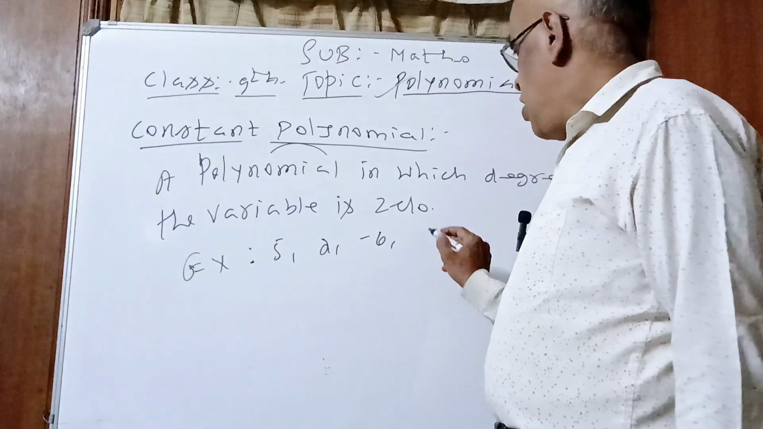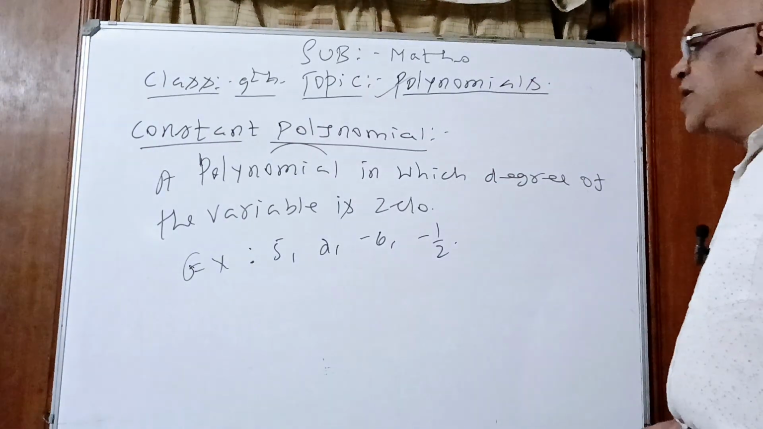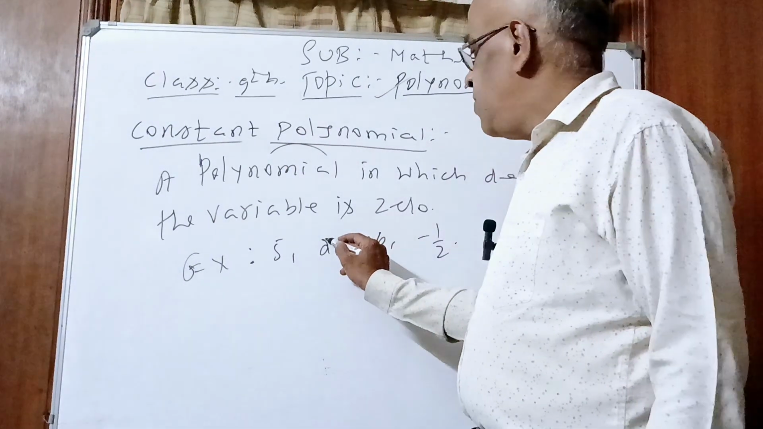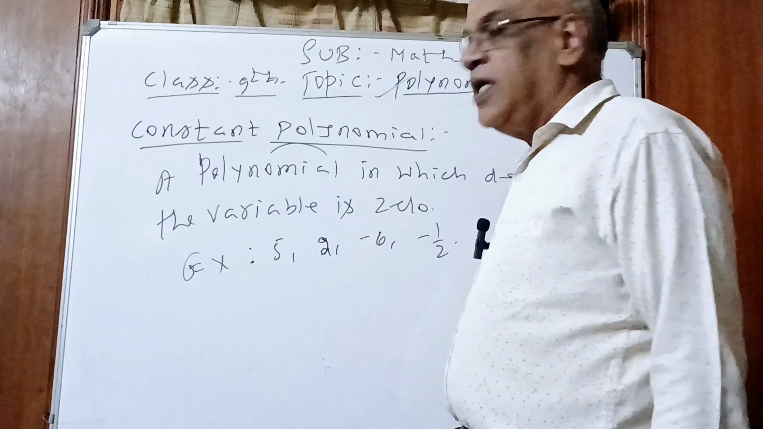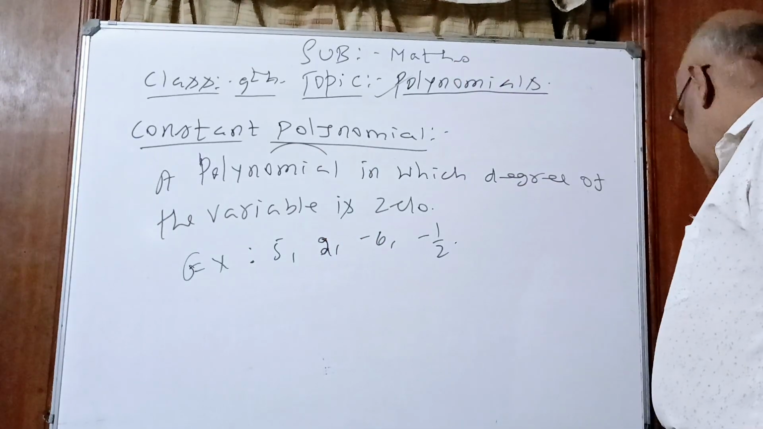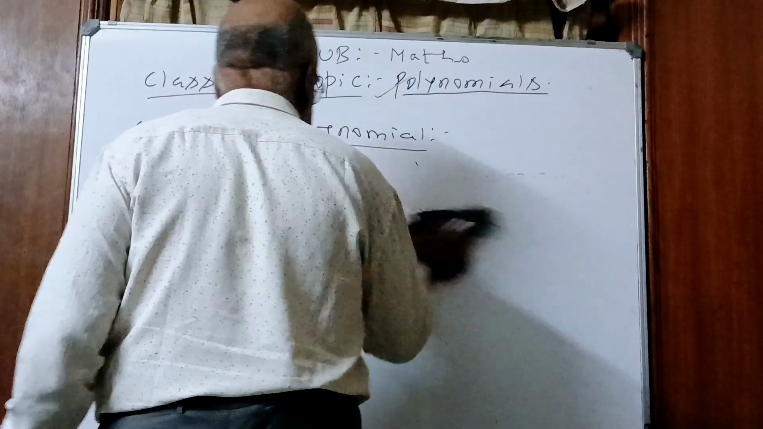Yes or no? What are they? They are constant polynomials. There is no variable. Even if a variable is there, its degree or power will be 0. Understood, children? Yes. Another type of polynomial, very, very important.